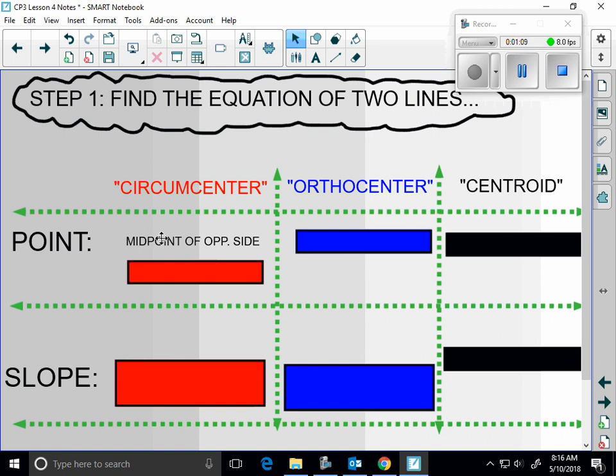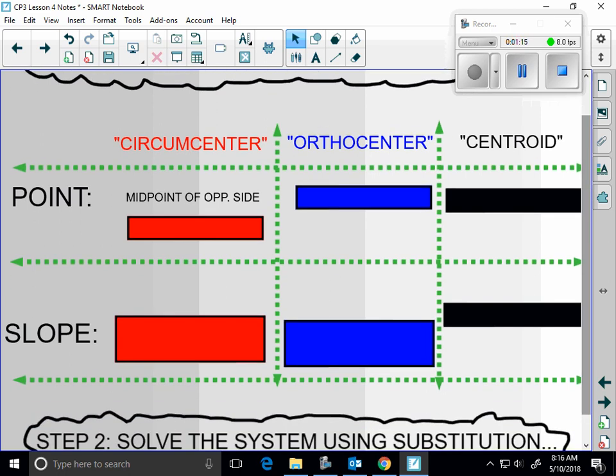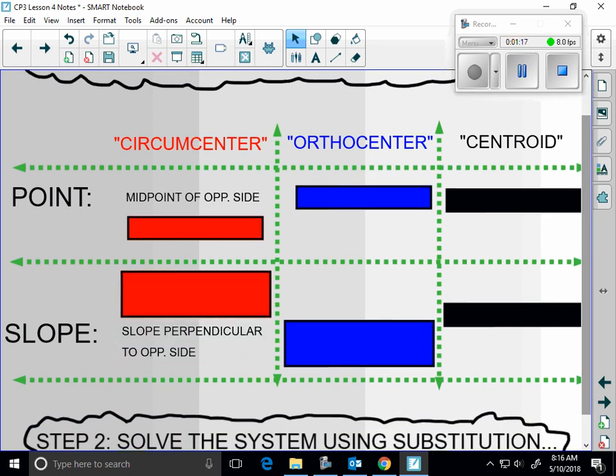The slope, I'm staying in that column with circumcenter. The slope is going to be perpendicular to that opposite side. Perpendicular bisector tells me opposite reciprocal slope. Couple of pieces of information. You're going to be seeking a point and a slope. Why would I want a point and a slope? Because then I can put that into point slope form.